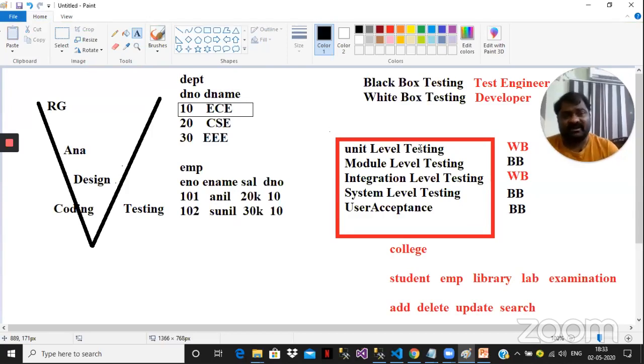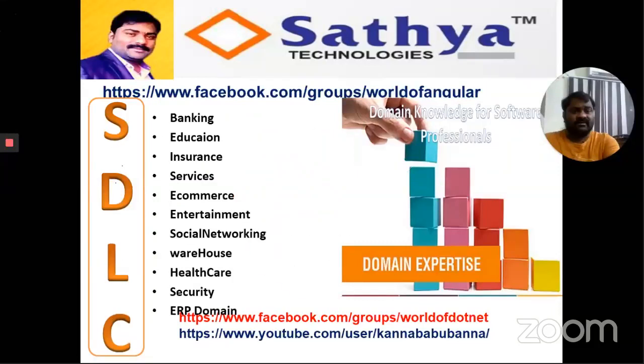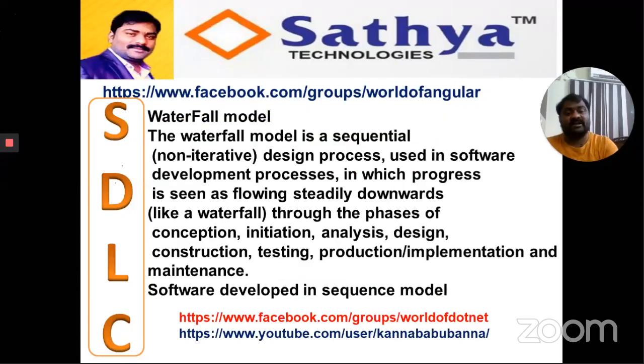Java people will use some tools, .NET people separately. Angular will use Jasmine and Karma to do unit level testing, etc. That is the role of the developer. This is about the V model, validation and verification model. Are you following? The first model is the waterfall model, but the V model is also similar to the waterfall model, it has given a solution for testing purposes. Which model? V model. Okay?